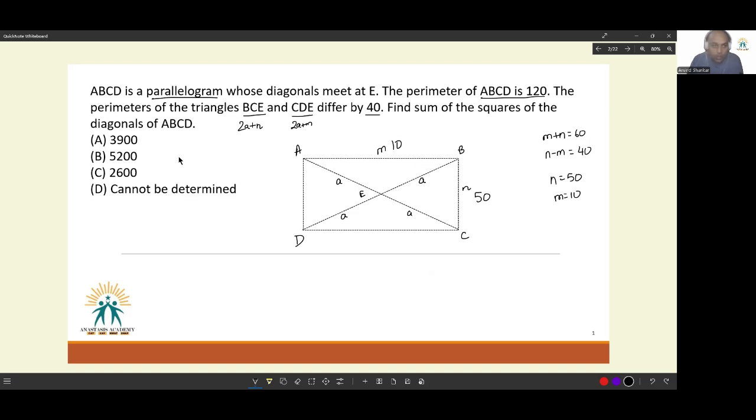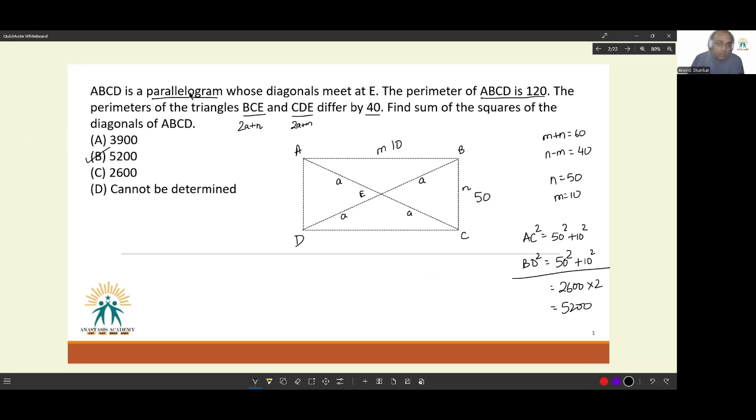Find the sum of squares of the diagonals of ABCD. AC square will be equal to 50 square plus 10 square. BD square will also be equal to 50 square plus 10 square, or altogether their summation will be equal to 2600 into 2, or 5200.